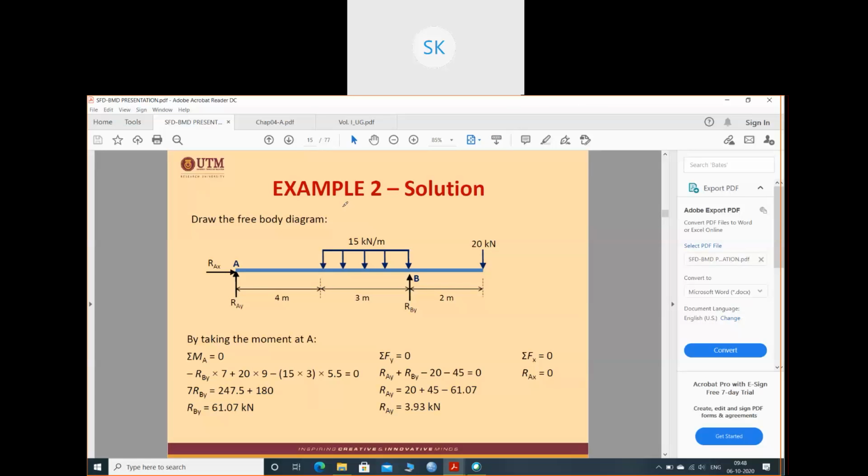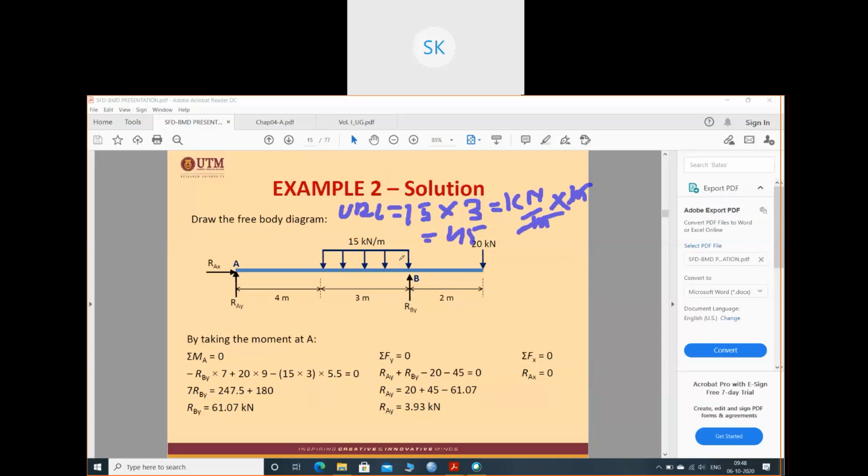For the UDL case, if you need to find the force, how will you find it? This 15 kilonewton per meter is applied over a 3 meter distance, so multiply by 3. 15 kilonewton per meter, multiplied by meter, so the meter will cancel. You will get the force in kilonewton. So 15 into 3 will be 45. That is how you need to find the force in UDL.